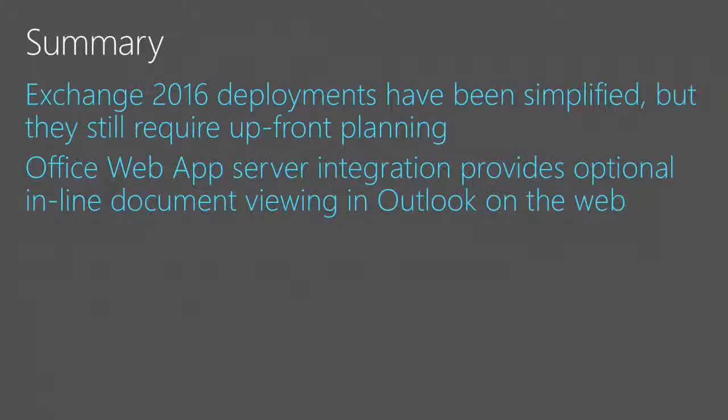So you've seen how deployments have been simplified, especially now that 2013 can up proxy to 2016, and you don't need to forklift that infrastructure into a new front door if you don't want to. And the Office Web App Server is now the server that you'll use if you want the integrated inline editing and viewing capabilities within Outlook on the web, formerly Outlook Web App.